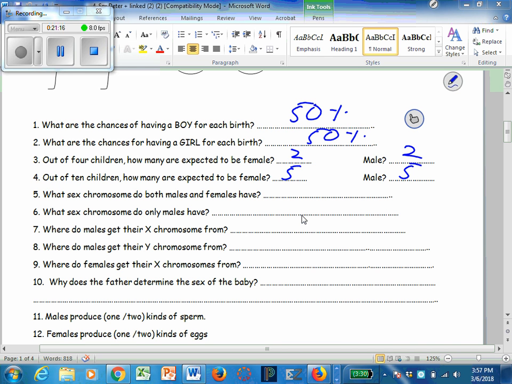All right, so what sex chromosomes do both males and females have? They both have an X. What sex chromosome do only males have? They have a Y. So where do males get their X chromosome from? Got to be the mom, all right? They get their Y chromosome from the father. Where do females get their X chromosomes from? Both parents.